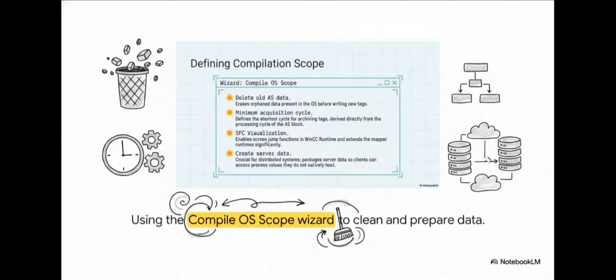During this process, you're going to use the Compile OS Scope wizard. Think of this as your housekeeping step. You really have to define the scope here, making sure you delete old, orphaned automation system data before writing new tags and setting precise minimum acquisition cycles derived straight from the processing blocks. That is how you keep the whole system lean and lightning fast.